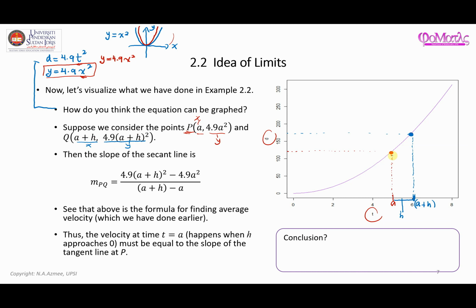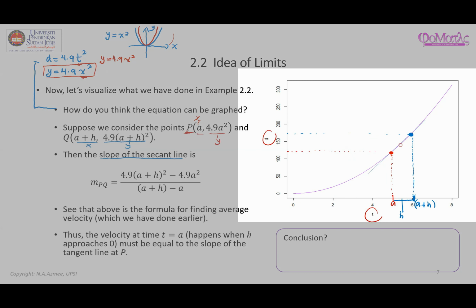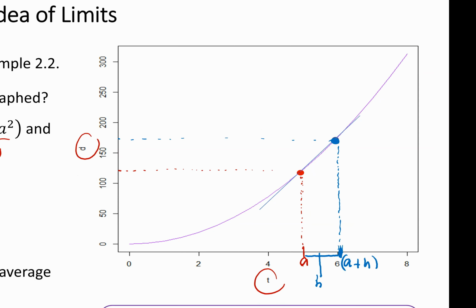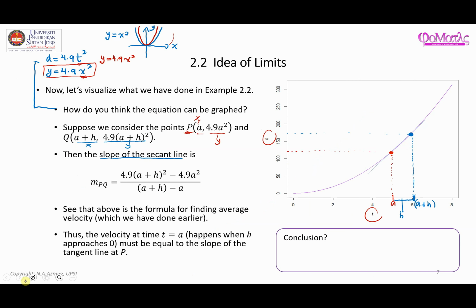Now next, since we've got these two points here, you can calculate the slope of this secant line. If you connect the dots here, you will obtain a secant line, and you should be able to find the slope because we have two points. Obviously the slope of the secant line can be obtained using the usual formula which you have seen before.